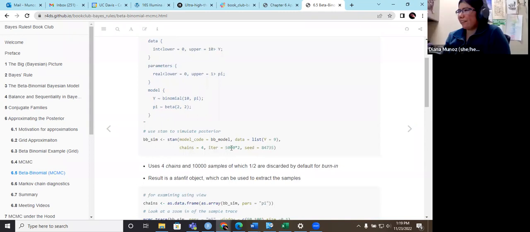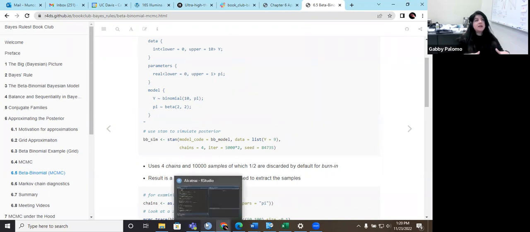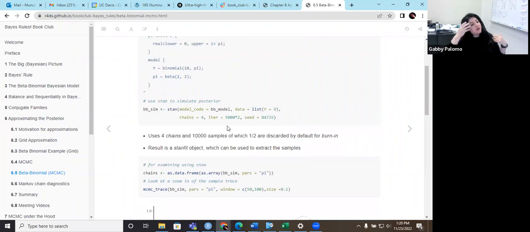I was kind of confused why they specified the iterations this way, like 5,000 by 2 rather than just 10,000. Oh, it's 5,000. I thought it was 50,000. Okay, so it's 10,000 in total. I think this has to do with something we need to check out, and maybe I can open Stan and try to understand this. Those 10,000 samples are not exactly what you're going to end up producing, because you're not using 10,000 for each one of the chains. There's the burn-in, there's the thinning, and other things we need to take into account. So let's go through that.